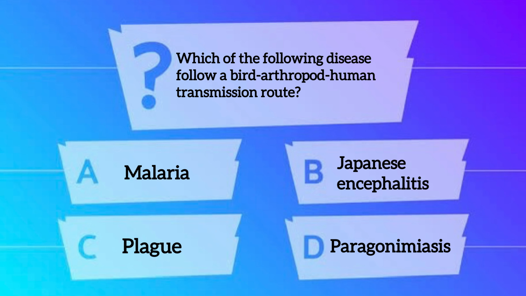So let's begin the discussion with solving some previous year questions and later we'll discuss the key features of this topic. So the first question for today is which of the following disease follow a bird arthropod human transmission route? Option A malaria, option B Japanese encephalitis, option C plague and option D paragonimiasis. So which option do you think is the right one? Well yes, option B Japanese encephalitis is the correct option.